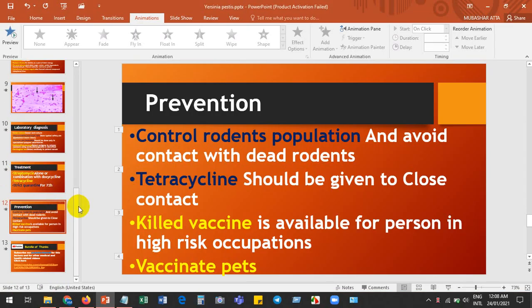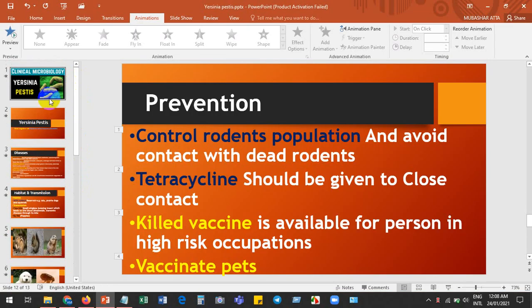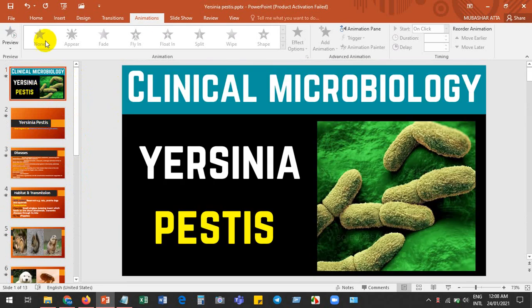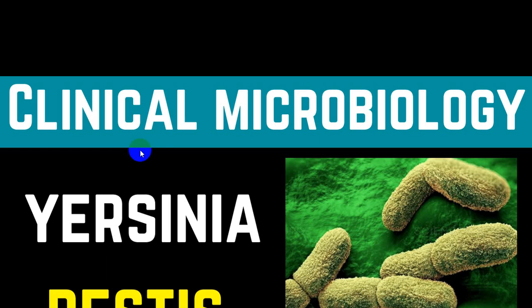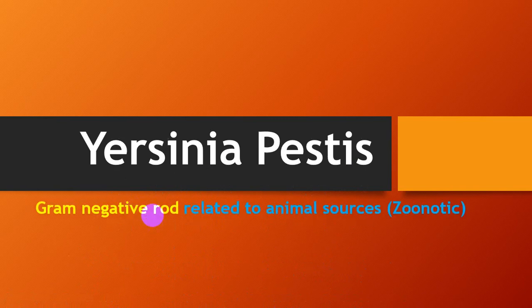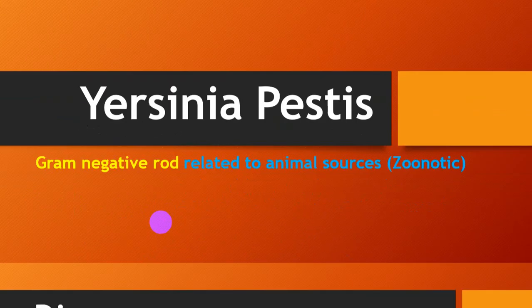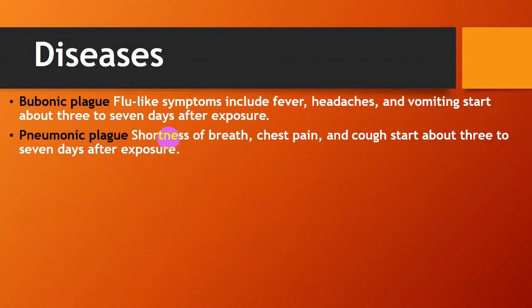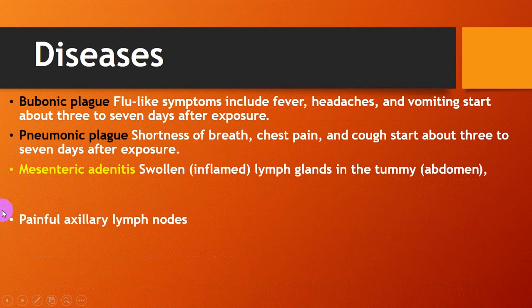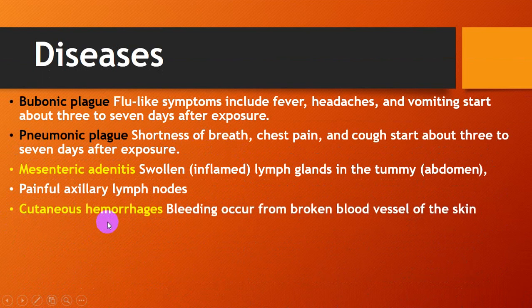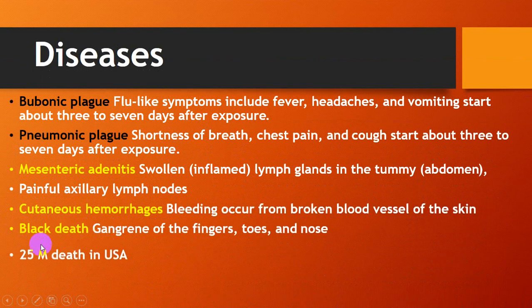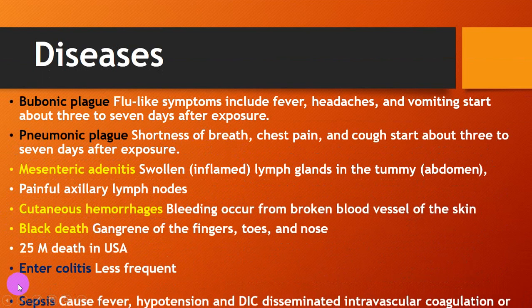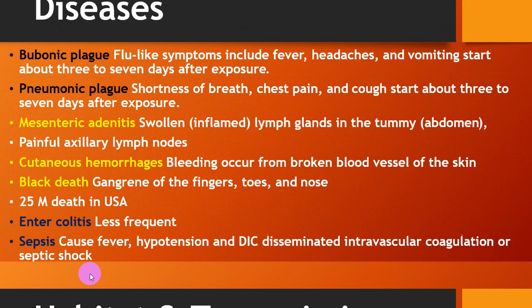So our lecture has finished, and now we will quickly review it. Yersinia pestis is basically a Gram-negative rod related to animal sources, zoonotic, and it causes the diseases bubonic plague and pneumonic plague. It causes skin-related diseases, mesenteric adenitis, and cutaneous hemorrhages, the black death. It can also cause enterocolitis and sepsis, but that is very rare.